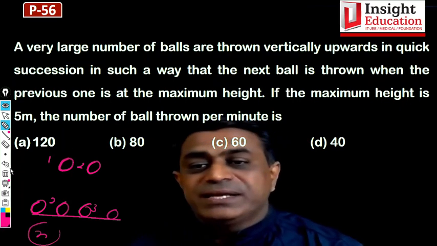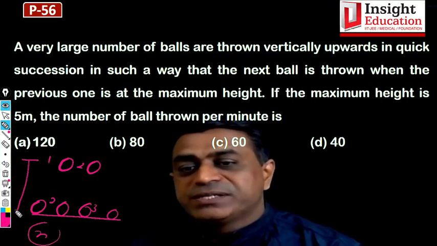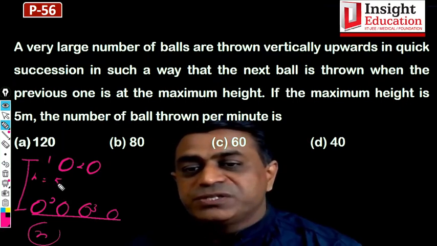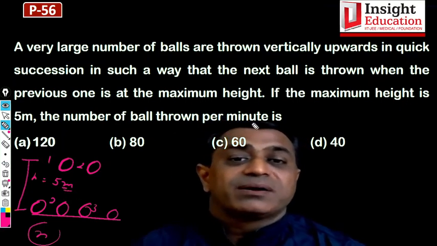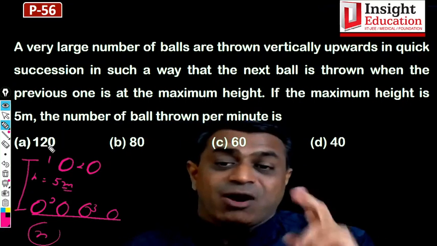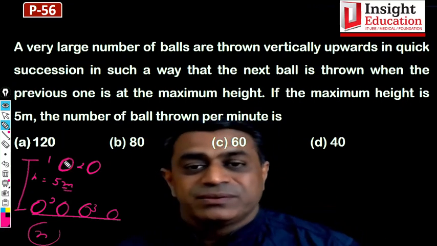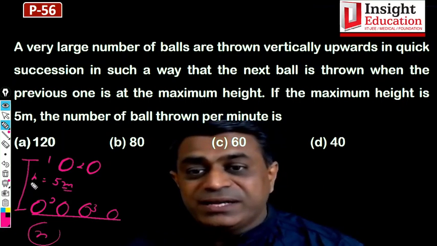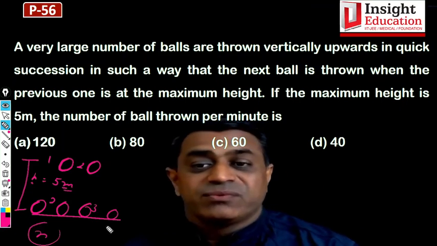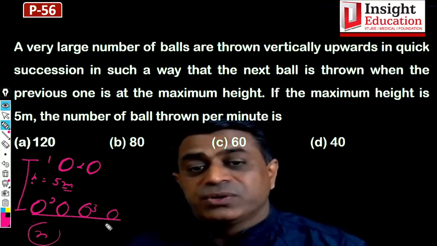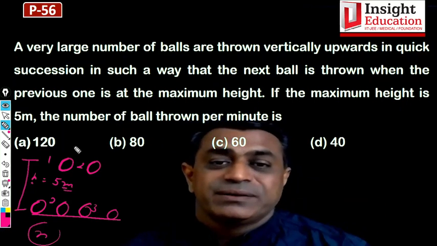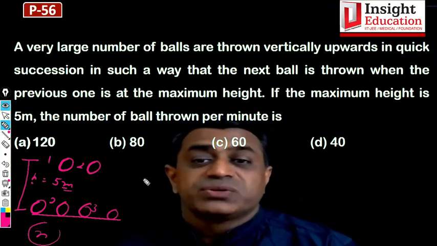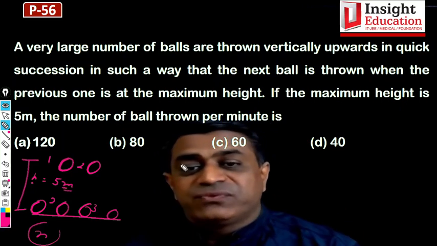If the maximum height is 5 meter, so now it is given that maximum height h is equal to 5 meter, find the number of balls thrown per minute. So in 1 minute, how many balls can we throw? How to solve? Only height is given and we want to find the number of balls. So for one ball, what should be the time period? The time of flight for one ball.